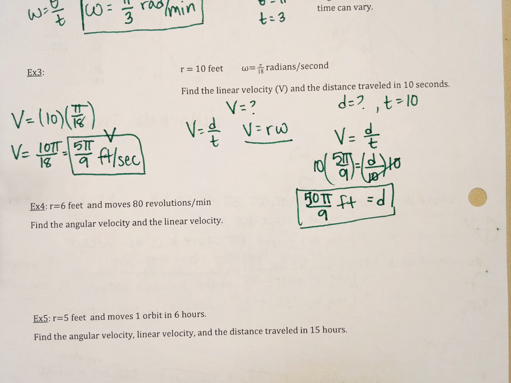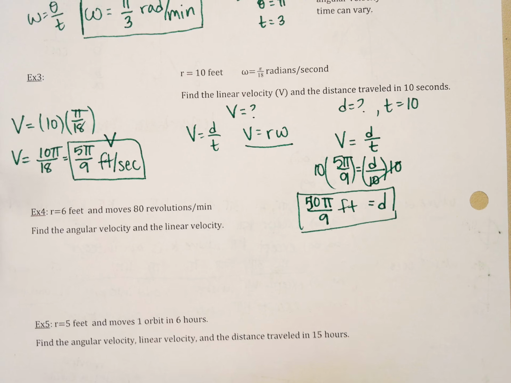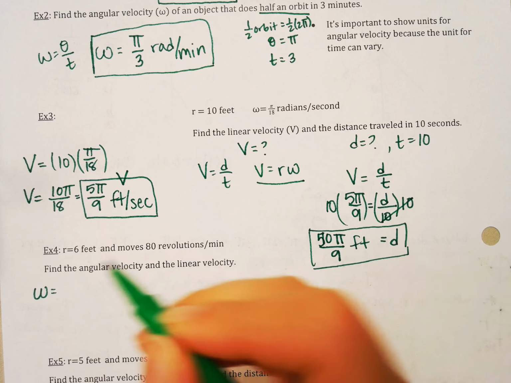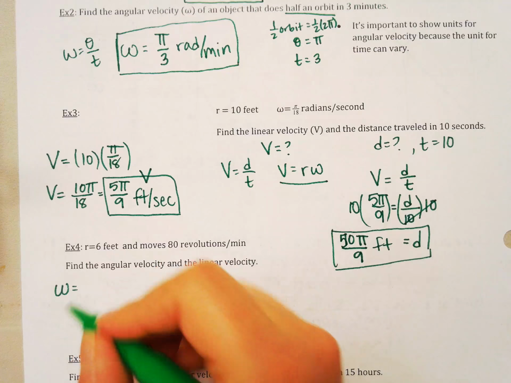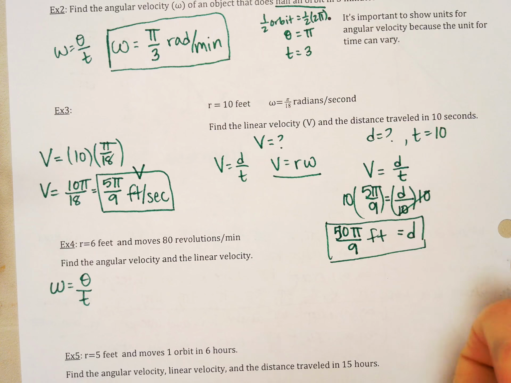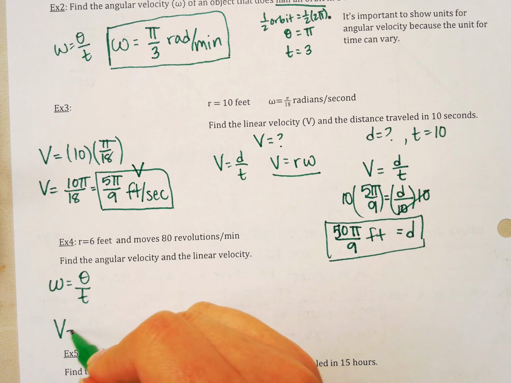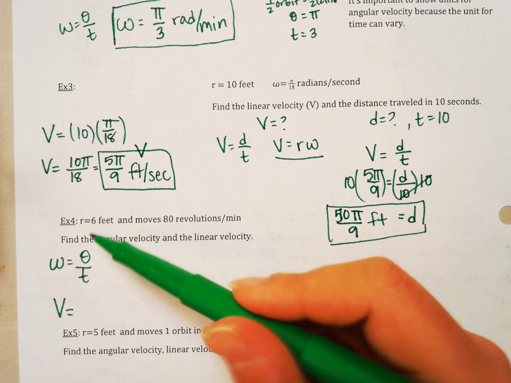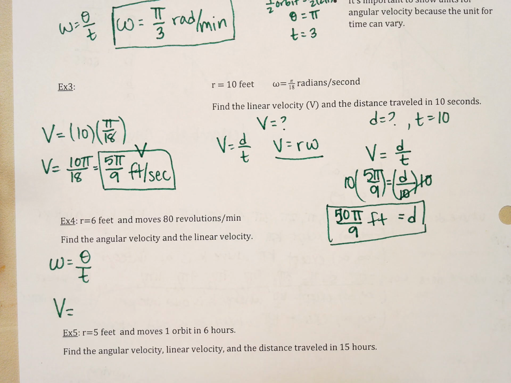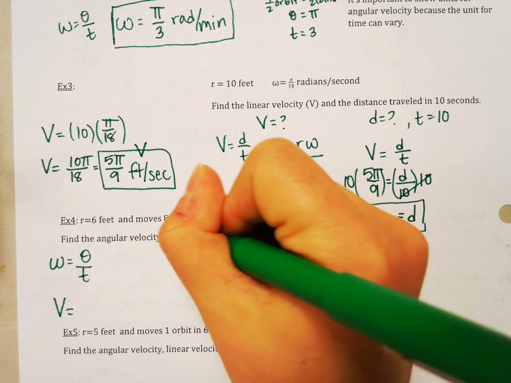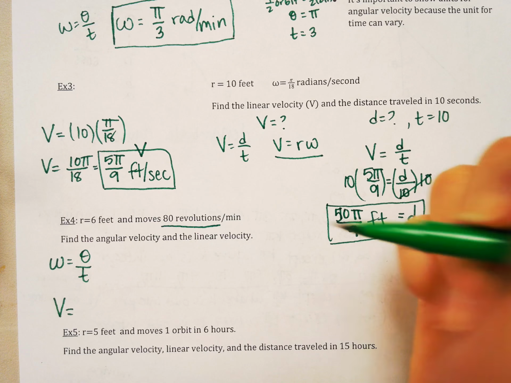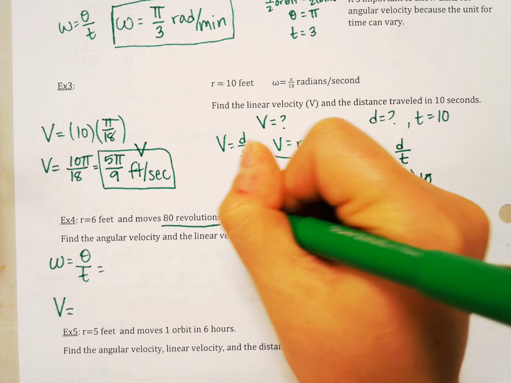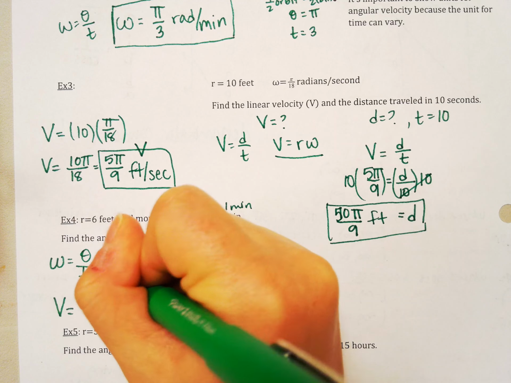So for our last 2, we have a radius, and it's telling us we move 80 revolutions per minute. And we're finding the angular velocity and the linear velocity. So our angular velocity, remember, is given by this formula of theta over time. And our linear velocity is given by those 2 formulas. So we're going to figure out which one we're going to use here in a second. Right now we're not given our angular velocity because it's always in terms of radians per minute. But they do give us 80 revolutions per minute. So let's see if we can manipulate that in terms of time. This would be per 1 minute. So our time is going to be 1 minute.